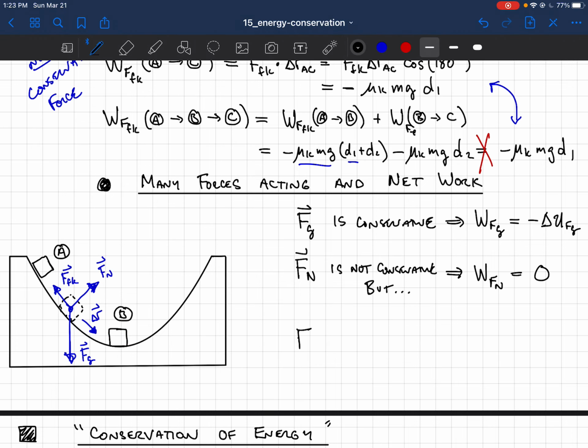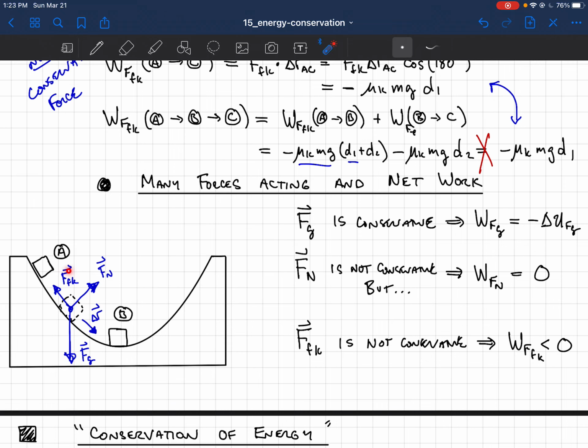And finally, we have the force of friction is not conservative. And we get that the work done by the force of friction is some negative quantity in moving from A to B. In fact, it's always going to be negative because the kinetic frictional force points opposite to the direction of motion, opposite to the displacement, and that always gives a negative work.